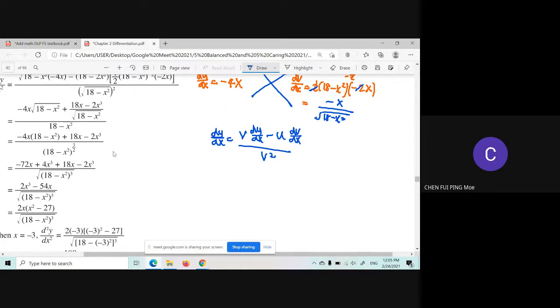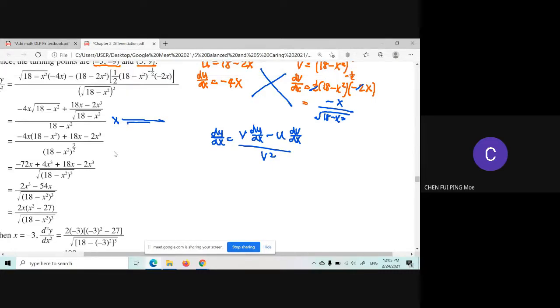So next step, how you do? How to simplify this one in a faster way? So you just multiply, because of this, right? So multiply square root 18 minus x squared, square root 18 minus x squared. It will be easier for you if you multiply like this, because I have 3 layers, 1, 2, 3.